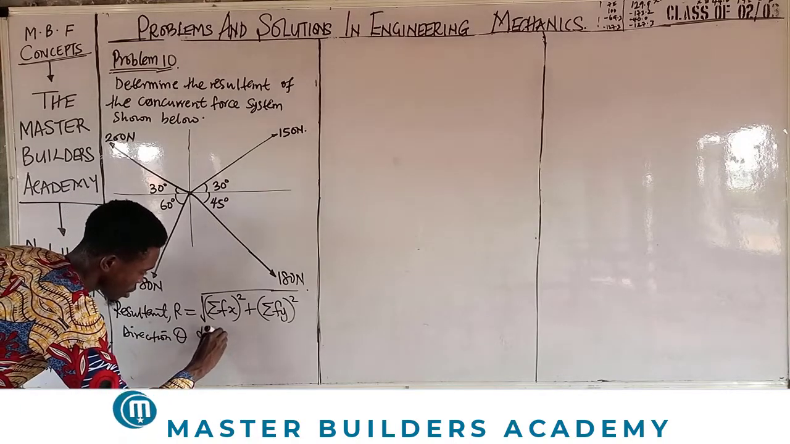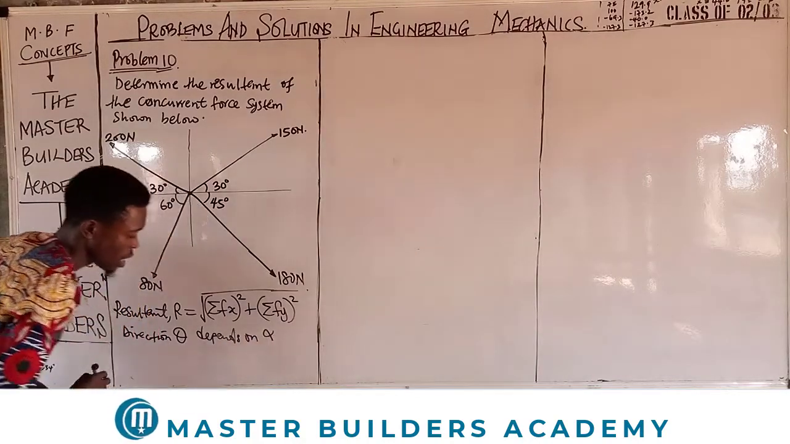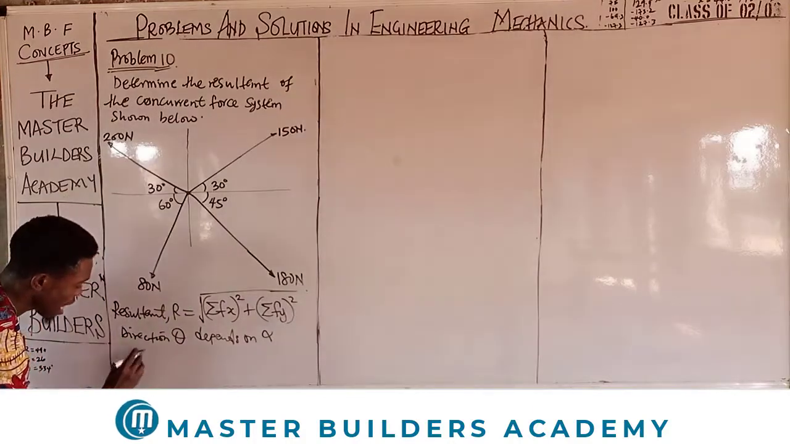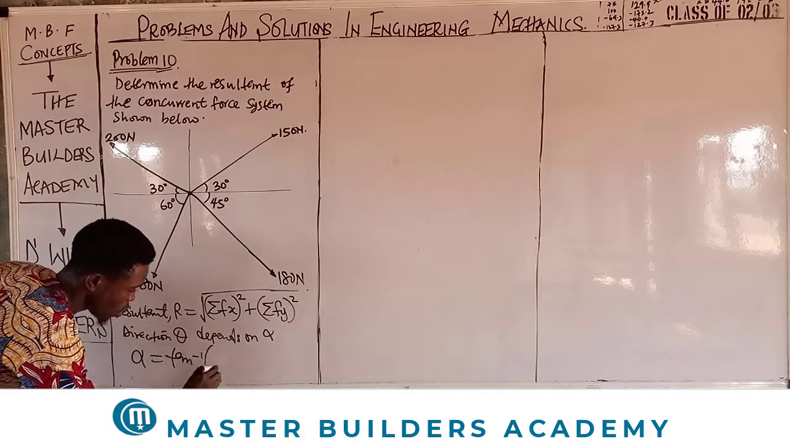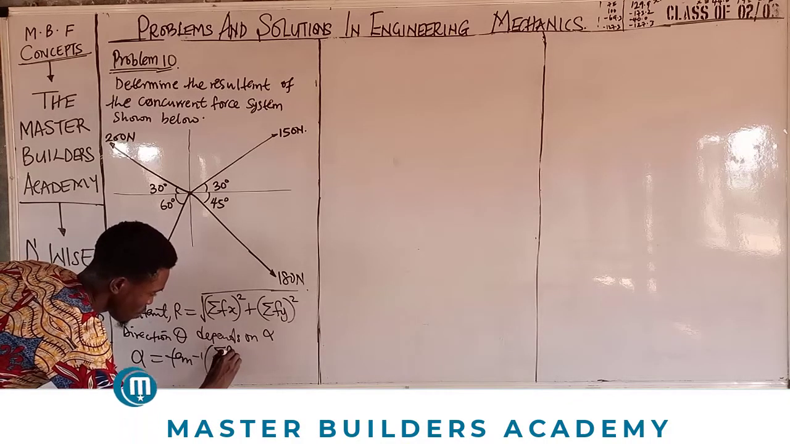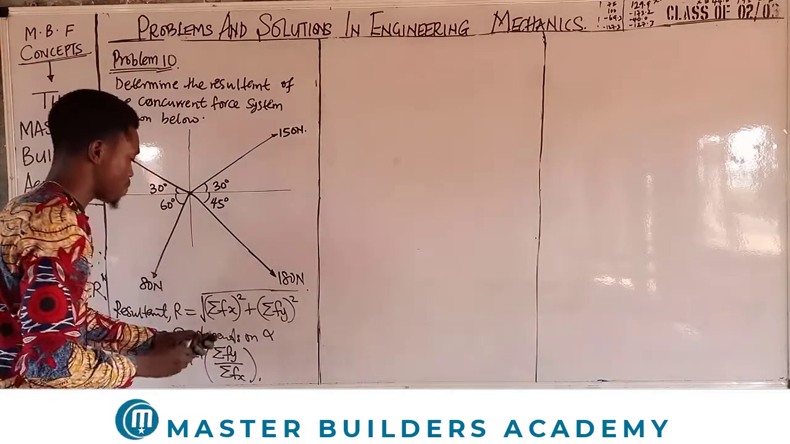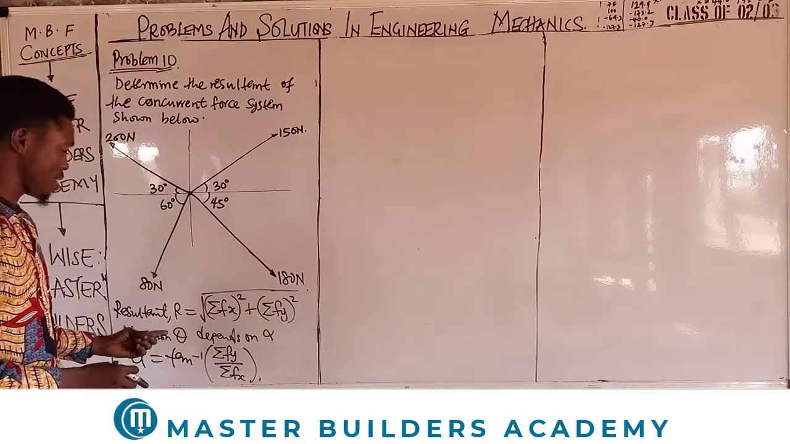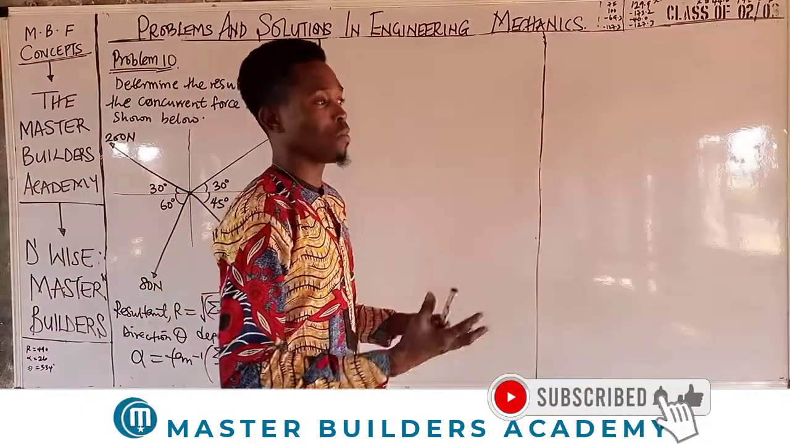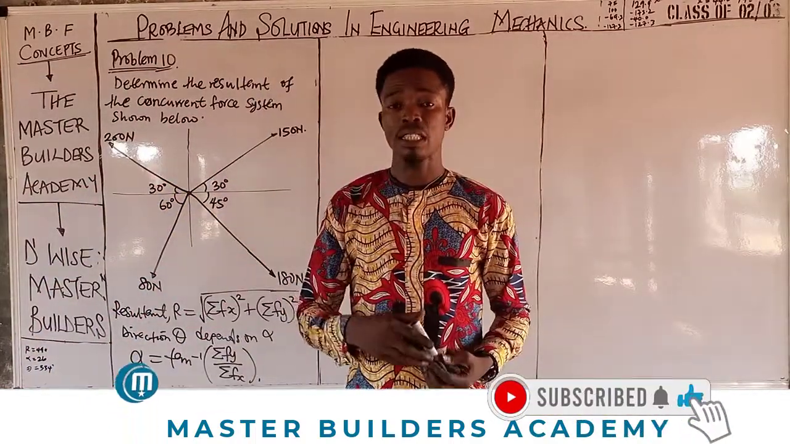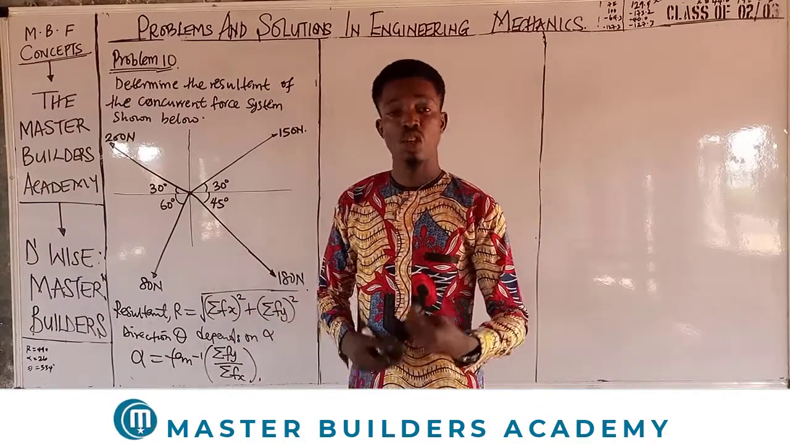Theta depends on alpha. Now to find this alpha, we have that alpha is equal to tan inverse of sum of Fy over sum of Fx. Don't worry, I will explain this aspect of theta. Now, one of the things that you need to understand is that the direction of the resultant depends on the quadrant from which the resultant comes out from.